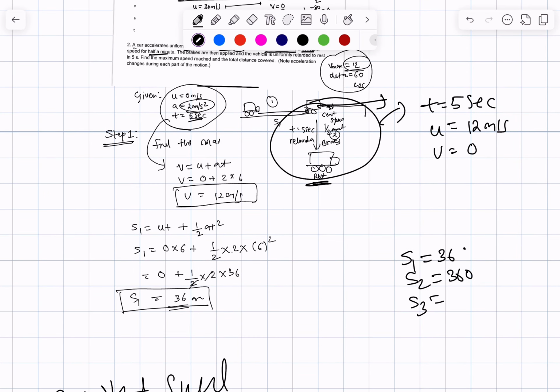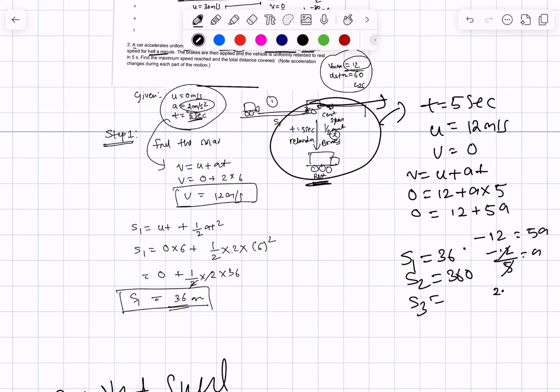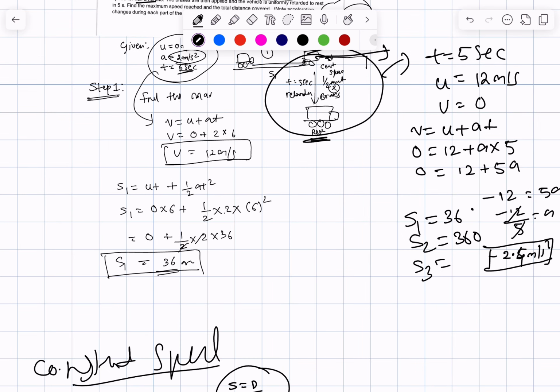So we can use the same formula, but we need to calculate the acceleration here. v is equal to u plus at. v is 0, u is 12, acceleration we need to find, time is 5. Two point what? 2.5 meter per second. 2.4, sir. Okay, sorry, 2.4 meter per second.